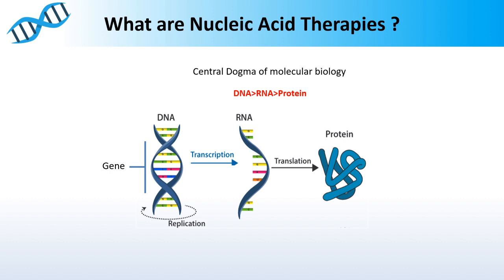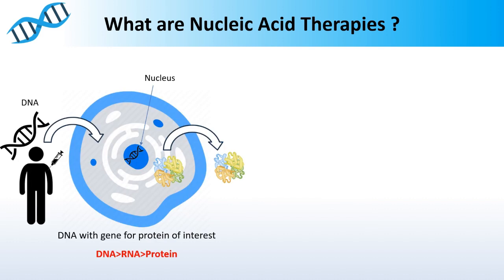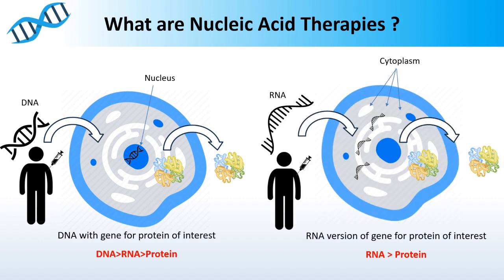So if you introduced the DNA based instructions for a protein of interest into a cell and got it into the nucleus, you would get that protein being produced by the cell, which can either then stay in the cell or be secreted out of the cell and get around to other parts of the body. Of course, you don't always need to introduce DNA. Nowadays, you can just as easily introduce RNA, which just needs to get into the cytoplasm. And if you can do this, you'll have the same results.